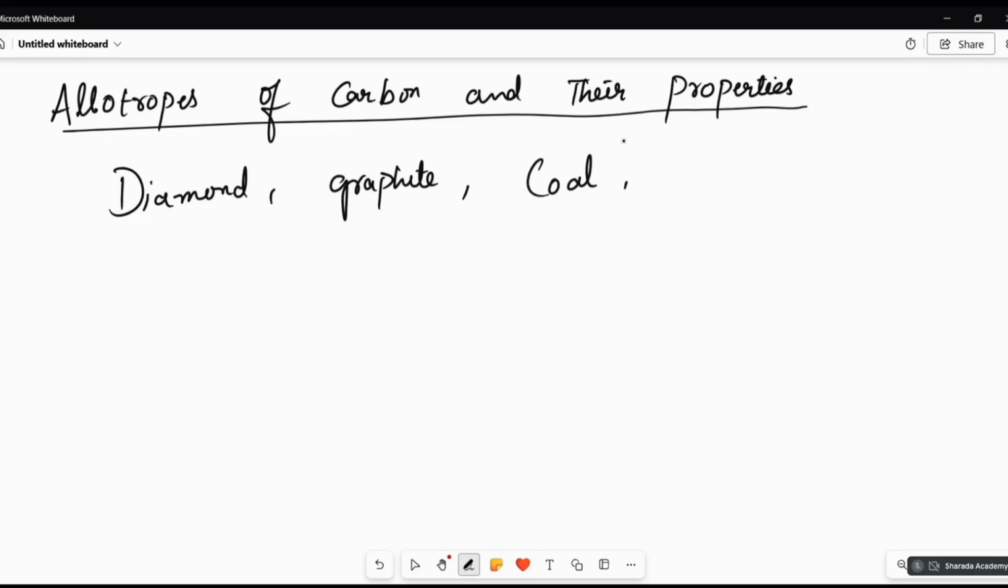Different types we have. Then we have a new one that they have discovered, Buckminster fullerenes. Write down this. Buckminster is the scientist's name. So these are the examples of allotropes of carbon: diamond, graphite, coal, Buckminster fullerenes. All these are allotropes of carbon.